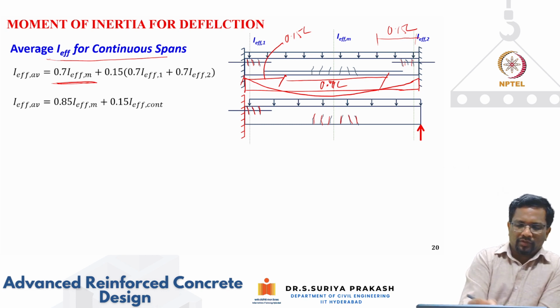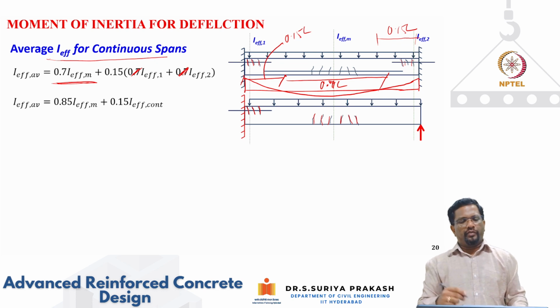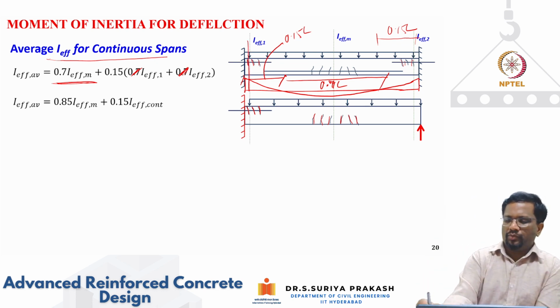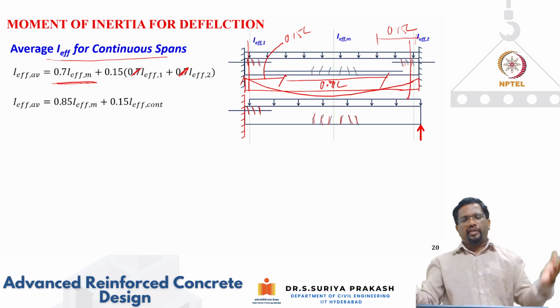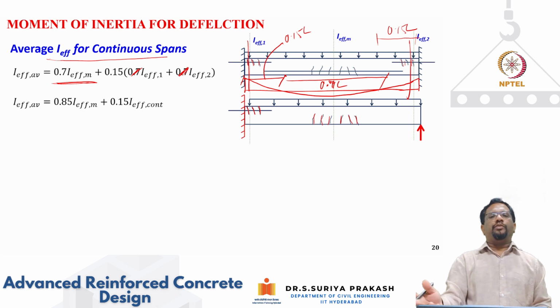So this should not be there. 0.7 should not be there. Okay, so it should be 0.15 of the effective moment of inertia at these two supports, because the two supports can have different reinforcement also. But if you are having symmetrical reinforcement, I effective 1 and I effective 2 will be the same, right?